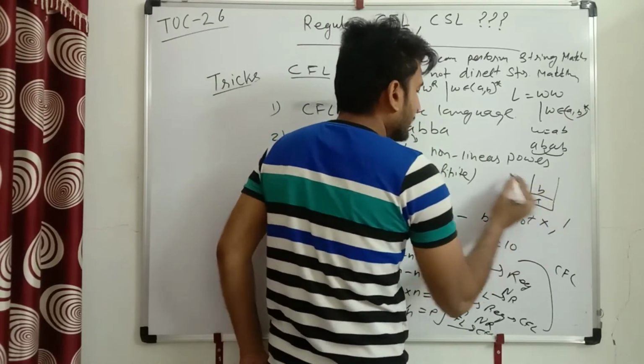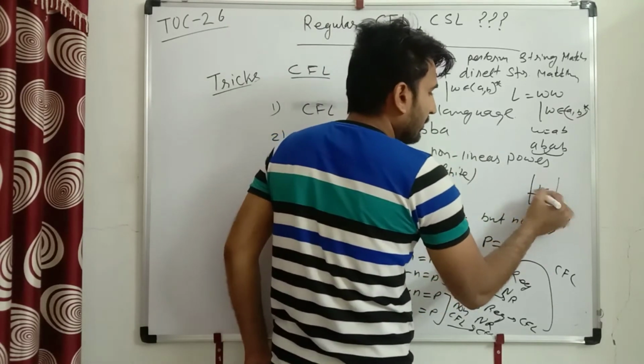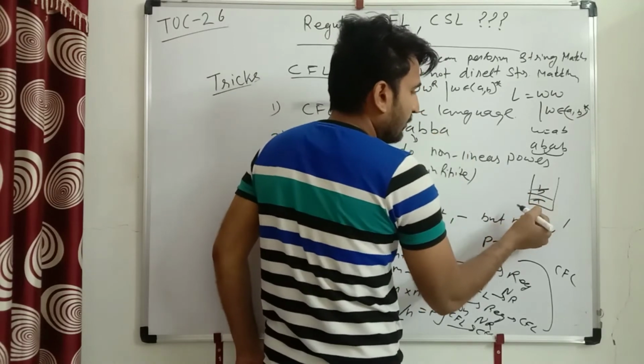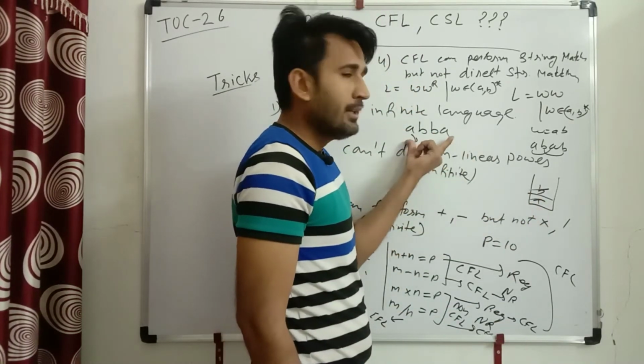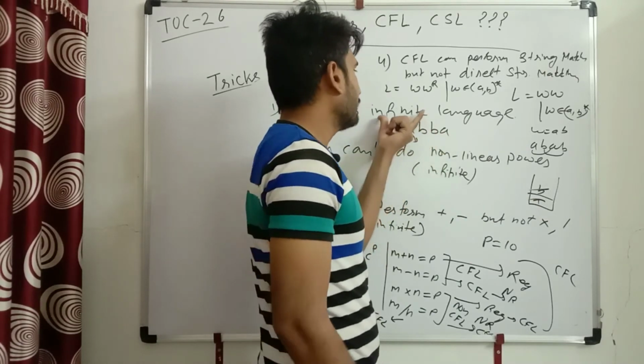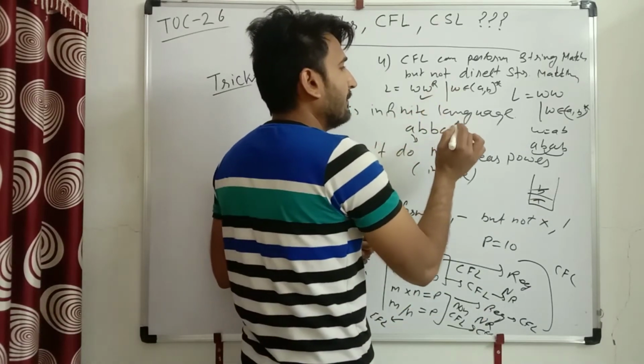Second B will be pushed. If B came, then B will be popped. A came, A will be popped. At last the stack is empty, so the string will be accepted. So this language is a CFL.